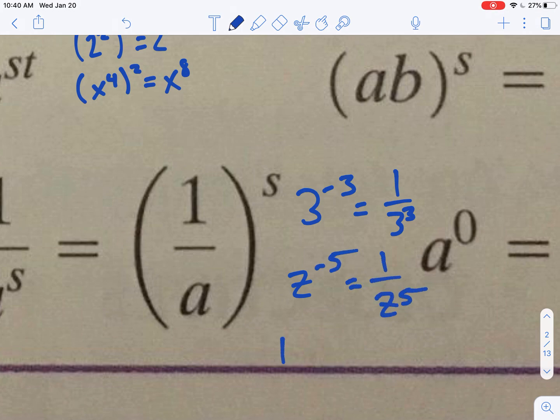If I had something as 1 over x to the negative third, well, then I have to move that up. It works both ways. So this would be equal to x to the third. If you have 1 over x to the negative third, it's the same thing as x to the third. So if you have that happening, you switch them around.